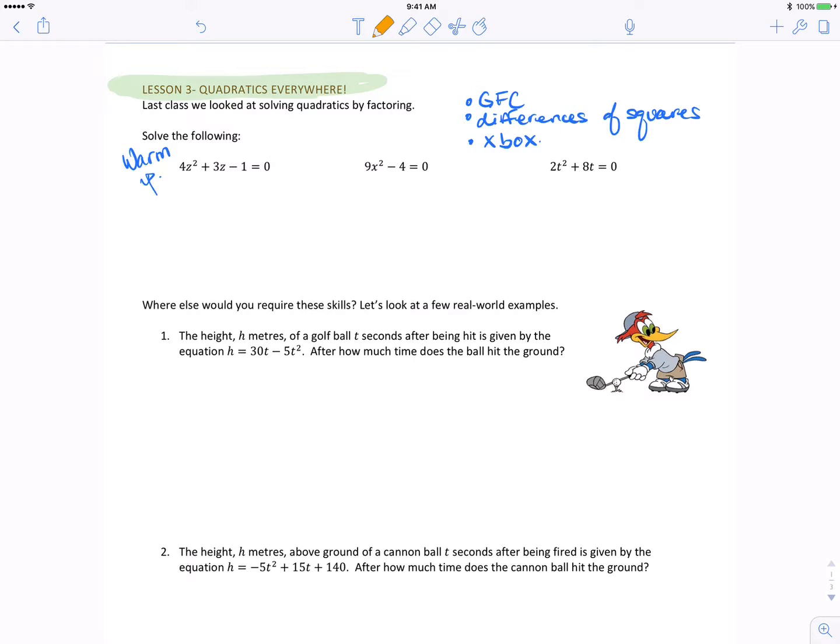As you go through, I look at the first one. There's no common factor for 4, 3, and -1. It is not a difference of squares, so I look for my X-box. What multiplies to -4 and adds to +3? Okay, I know that's going to be 4 and -1. Remember, because my value out front is 4, not 1, I do want to rewrite it out: 4z squared plus 4z minus 1z minus 1 equals 0. And I look to factor by grouping.